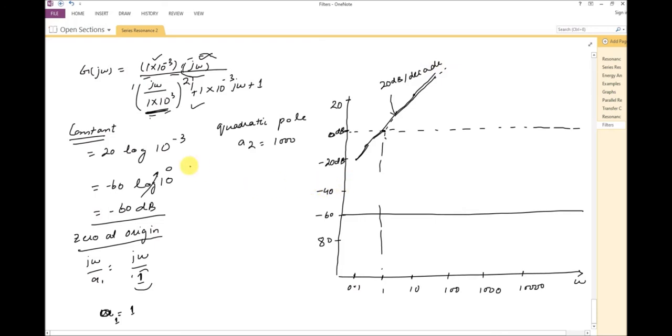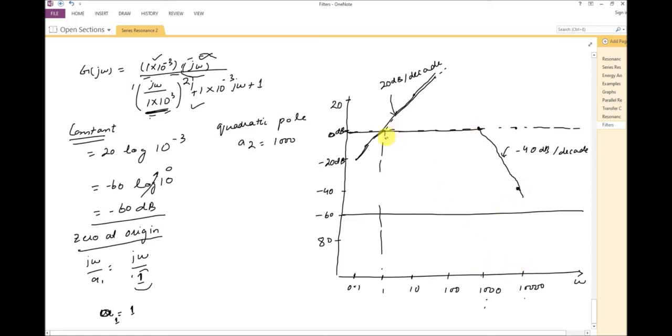Now if I have to draw the quadratic pole, it will be 0 till 1000. Till this point it will have a 0 value, and after 1000 it will start decaying at minus 40 dB per decade, right? So this is minus 40 dB per decade, right? So from this point to this point, this is 1 decade, because 1000 to 10,000, and from 0 it has decayed till minus 40 dB in 1 decade.